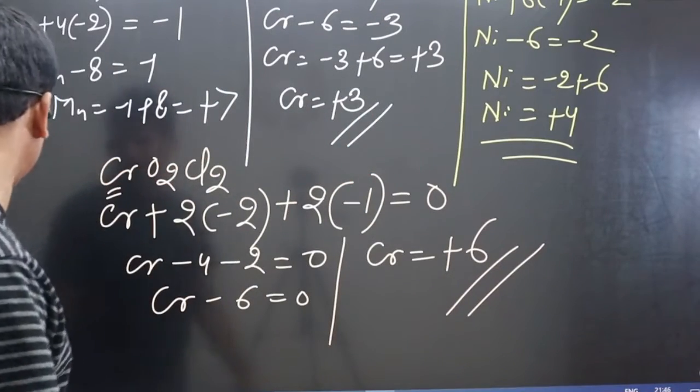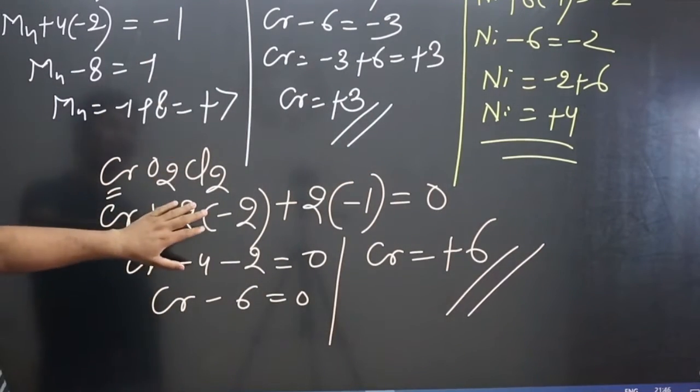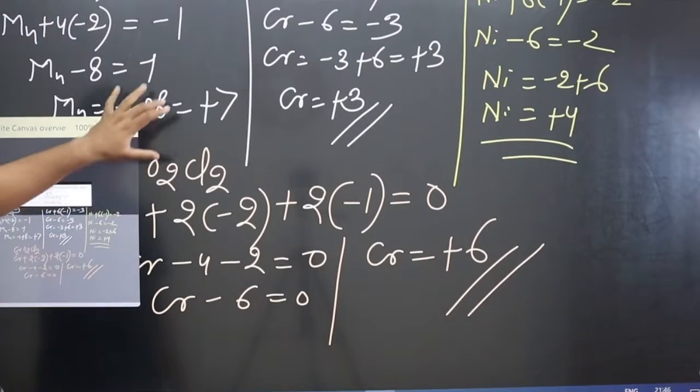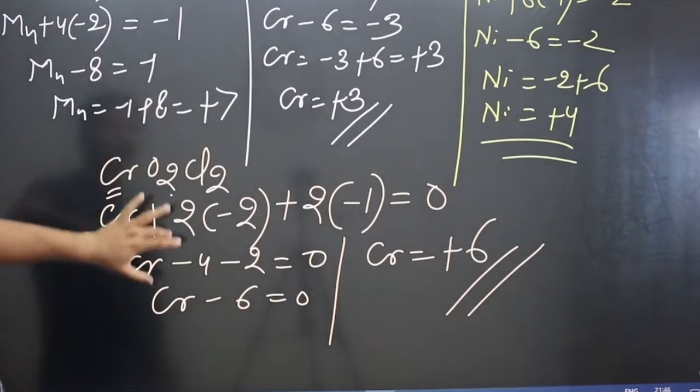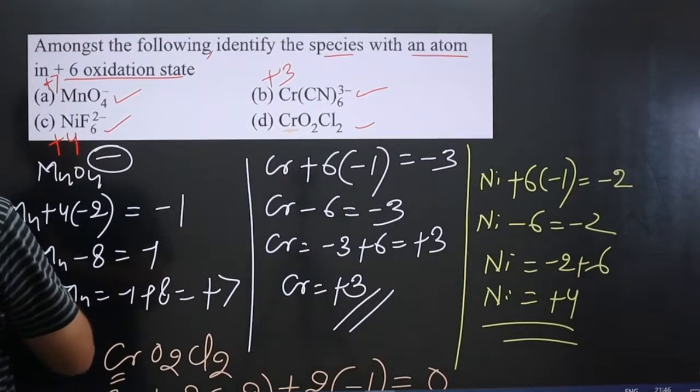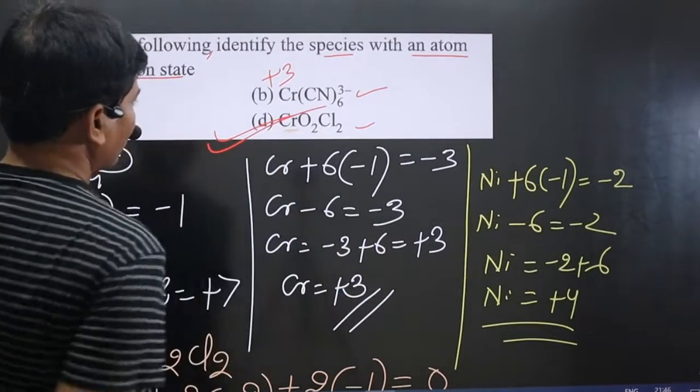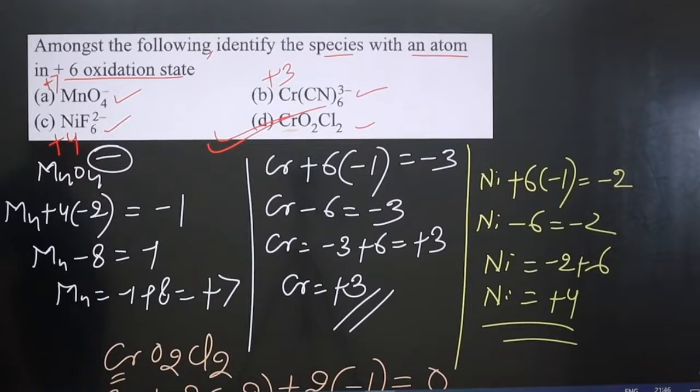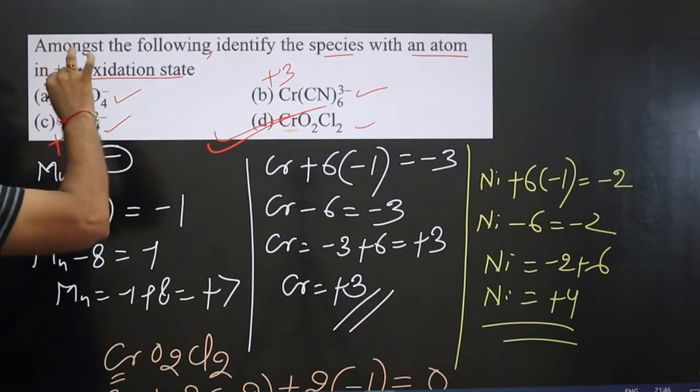You can see chromium is present in +6 oxidation number. Here we have option D. Option D is correct, in which chromium is present in the given compound in +6 oxidation state.